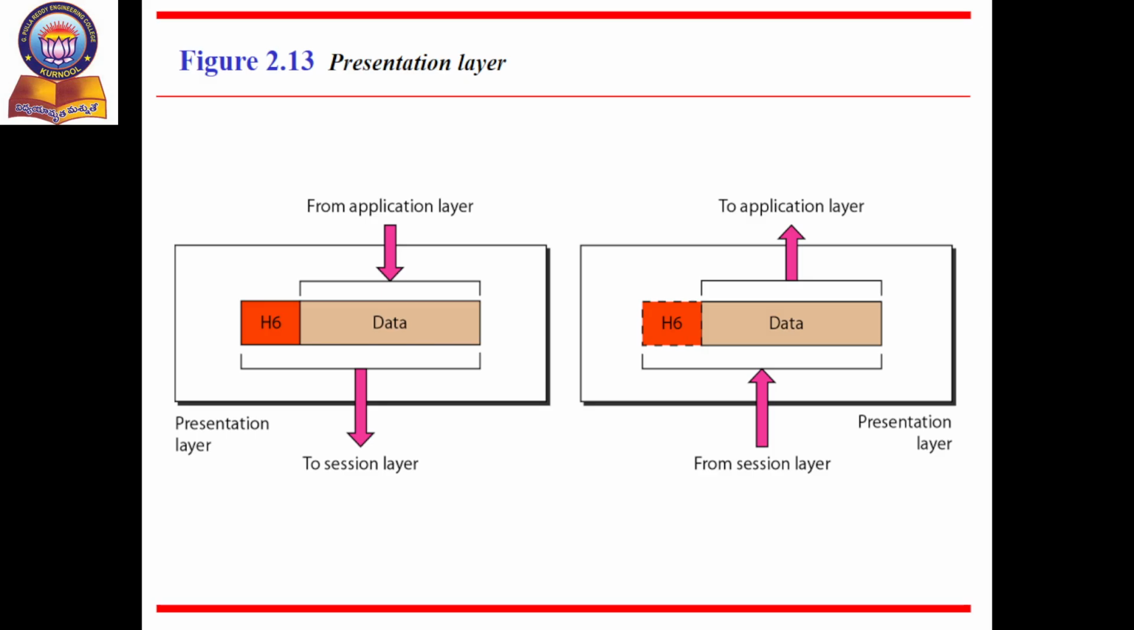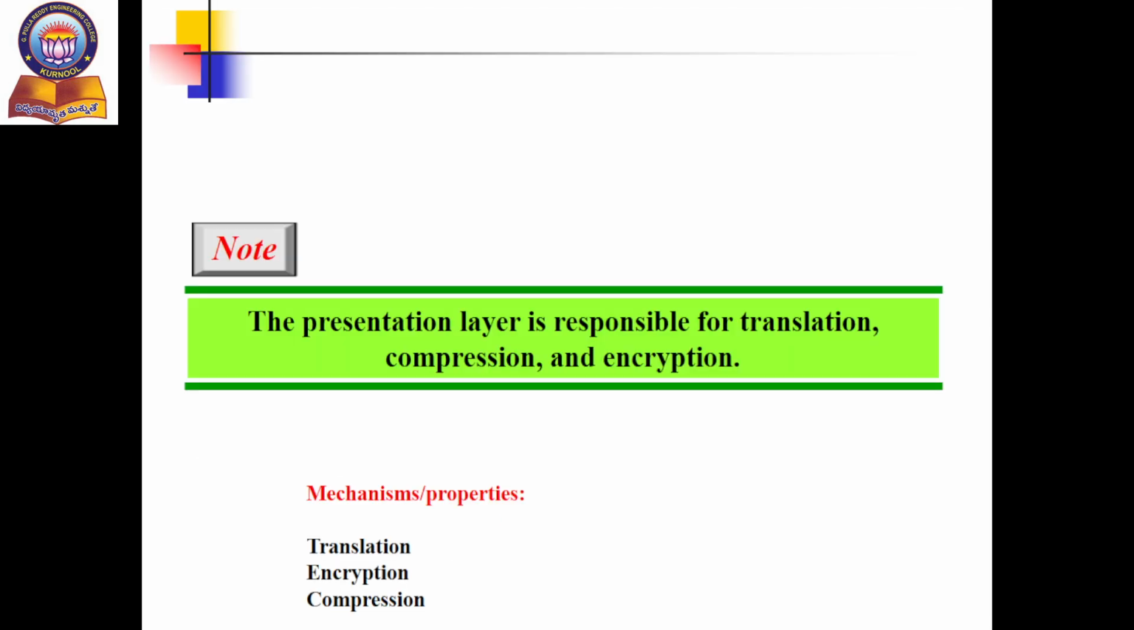And the next one is the presentation layer. Above the presentation layer there is the application layer. Below the presentation layer there is the session layer. And what is the responsibility of the presentation layer? The presentation layer is responsible for translation, compression, and encryption. What is the meaning of translation, compression and encryption?